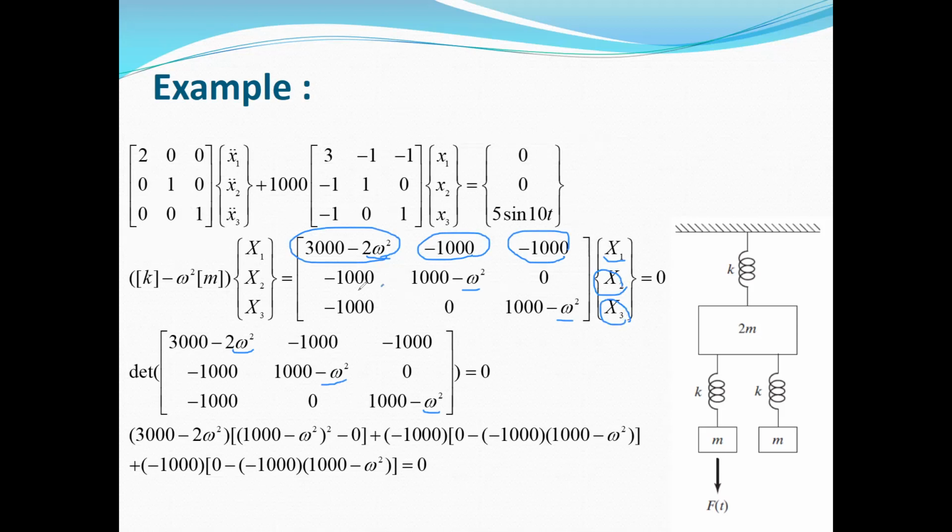The second equation, this term minus 1000 will be multiplied by x1. In the second component, you should substitute omega equal to omega 1, multiplied by the second component, or x2. Here we have 0 multiplied by x3.